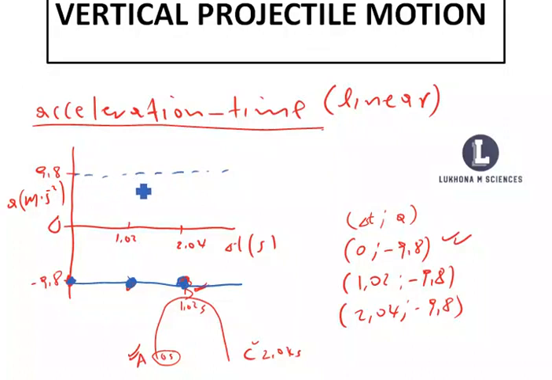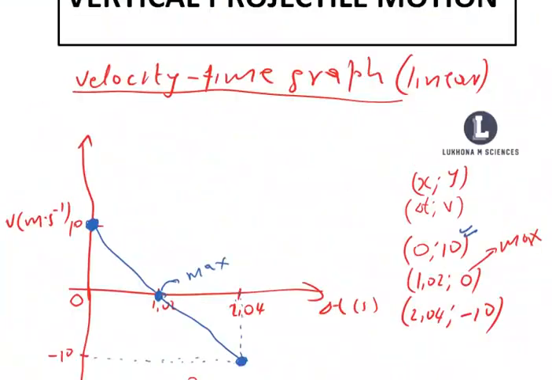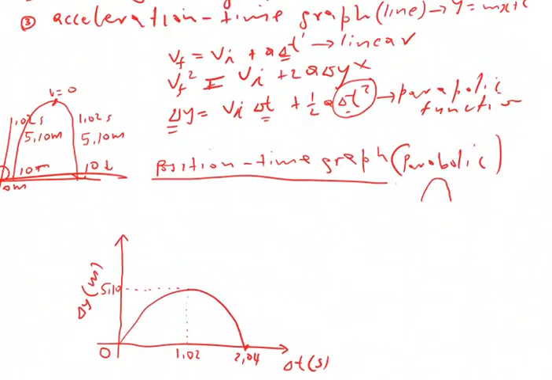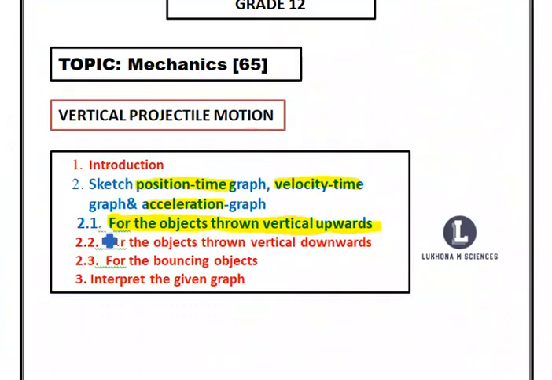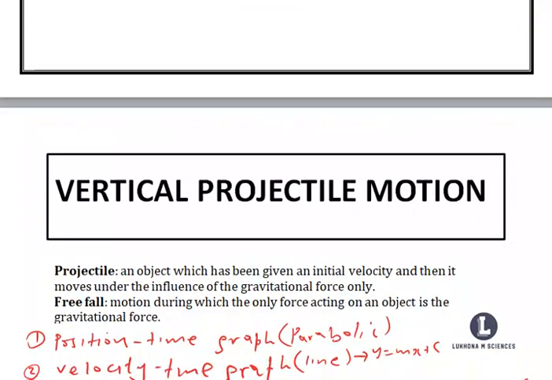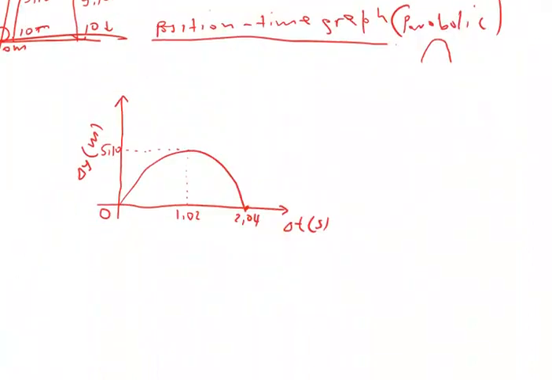So the graph that we drew today is the graph of the object that was thrown vertically upwards. Okay, for an object thrown vertically upwards. So let's have the position time graph for another object that is thrown from a certain height now.